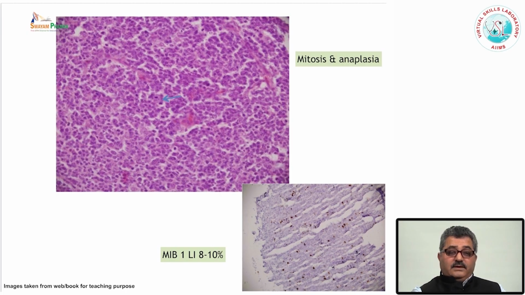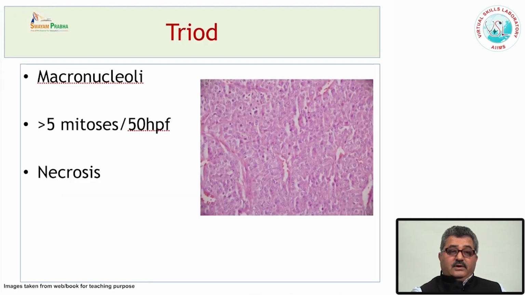These are some of the examples. It is infiltrating into the surrounding soft tissue. There is pleomorphism and lack of those fat cells. The triad which is very important to suspect carcinoma is macronucleoli, more than 5 mitoses per 50 high power fields, and necrosis. These all three features indicate that carcinoma has to be ruled out.